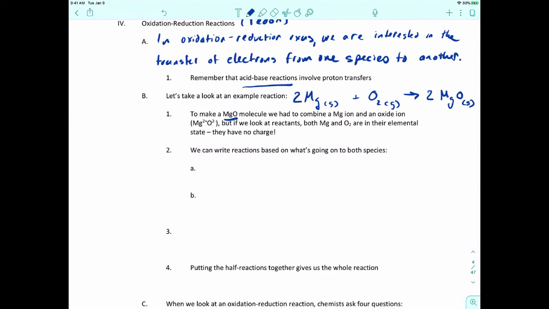Now, what we can do to help us see the transfer of electrons, because Mg has a charge of 0, O2 gas has a charge of 0, but in MgO, Mg has a charge of 2 plus, and O has a charge of 2 minus. To help us see this a little bit better, we can break this down and write half reactions. A half reaction shows us the electrons involved in a redox reaction.